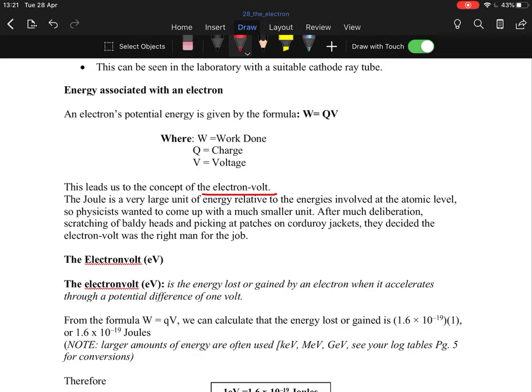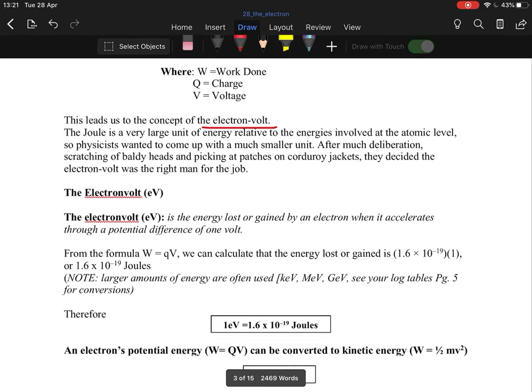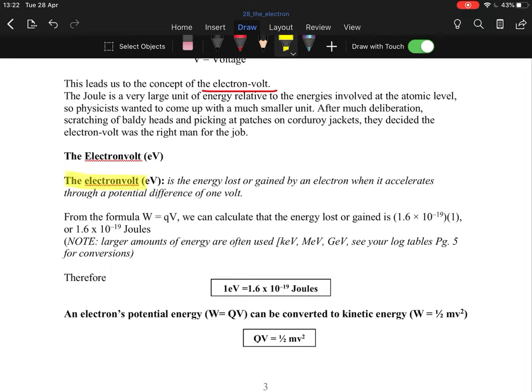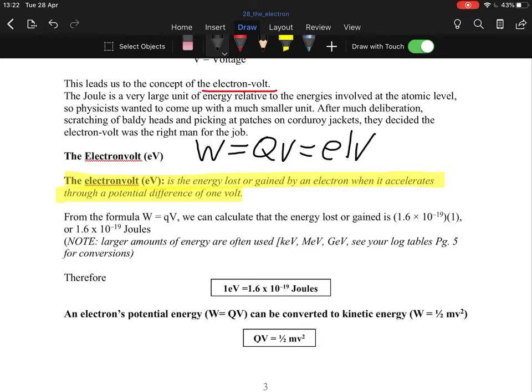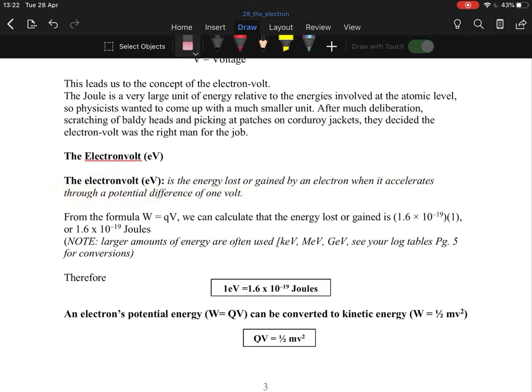From this we get a concept called the electron volt. So W equals QV, and we get the electron volt. You can be asked to define the electron volt, and it is given to you here. The electron volt is the energy lost or gained by an electron when it accelerates through a potential difference of 1 volt. In other words, W equals QV, where Q is an electron and V is 1 volt, so therefore W equals eV, electron volt. So it's the energy lost or gained by an electron when it accelerates through a potential difference of 1 volt.